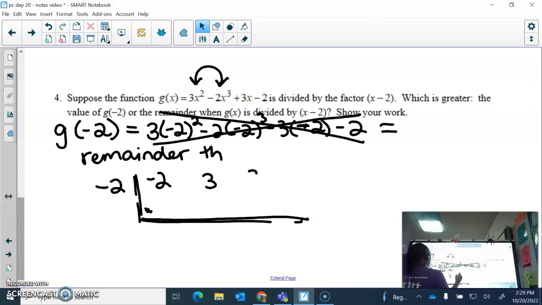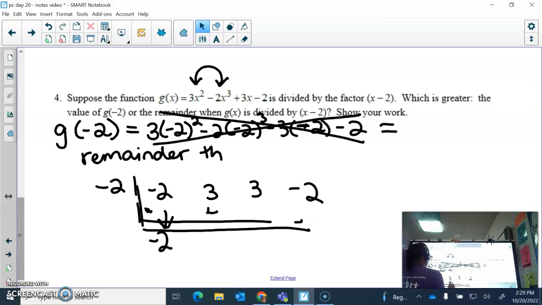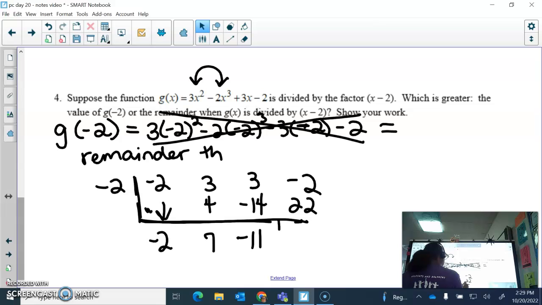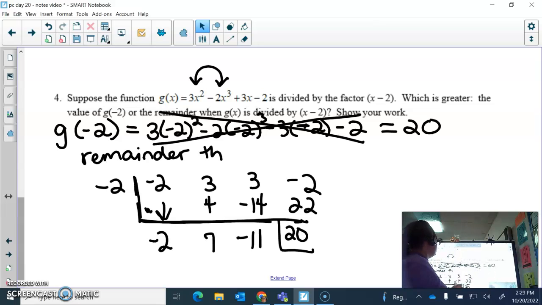Negative 2, 3, 3, negative 2. And this is negative 2, 4, 7, negative 14, negative 12. Just kidding, negative 11, 22. And so that gives me a remainder of 20. So we know that when I plug negative 2 into the function, I get 20.